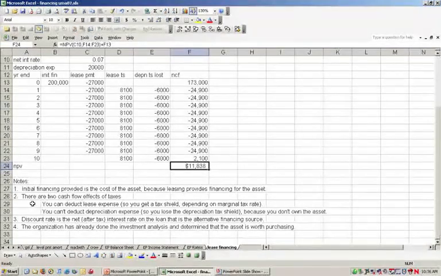Note 3 is that the discount rate is the net after-tax interest rate on the loan that is the alternative financing source. And finally and importantly, note 4 is that the organization has done a prior investment analysis and has determined that the asset is worth purchasing. That is, the asset is associated with a business opportunity that has a positive NPV.